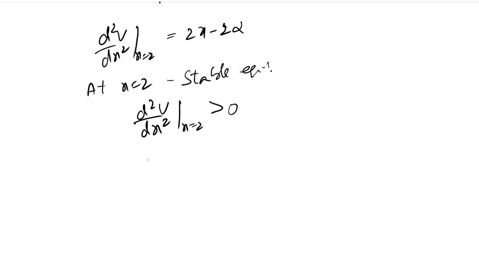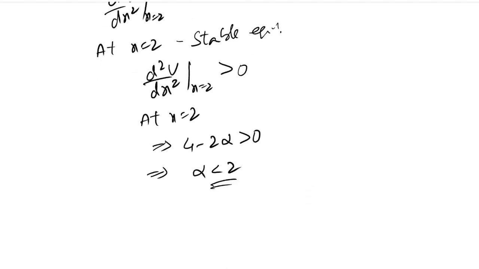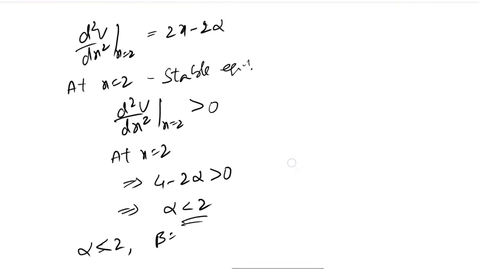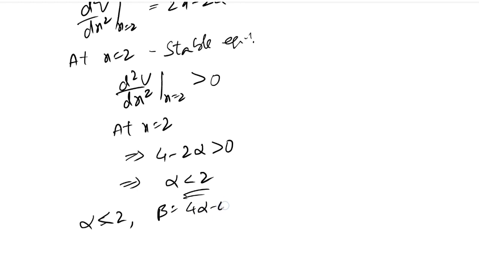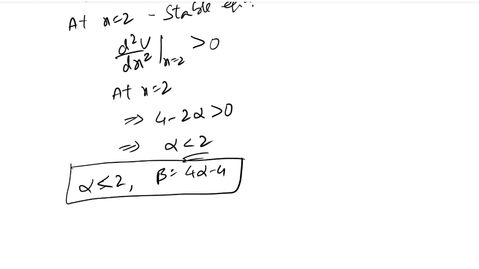So that means at x is equal to 2, we will get 4 minus 2 alpha greater than 0, which will yield alpha less than 2. Okay, so this is the condition. Now here we got two conditions. One is alpha less than 2 and another condition is beta is equal to 4 alpha minus 4. From these conditions, we have to find alpha and beta.